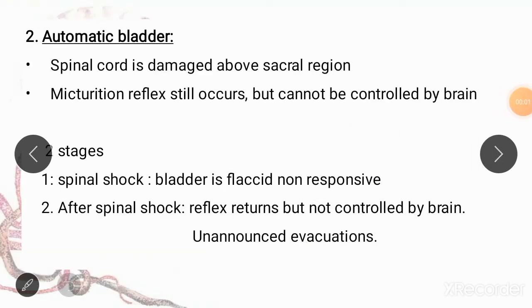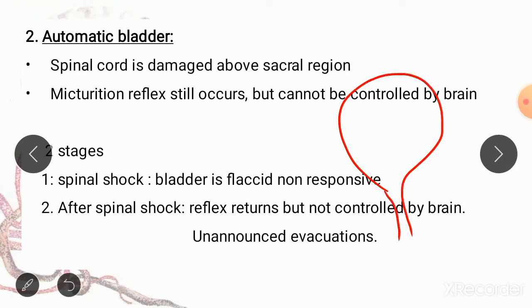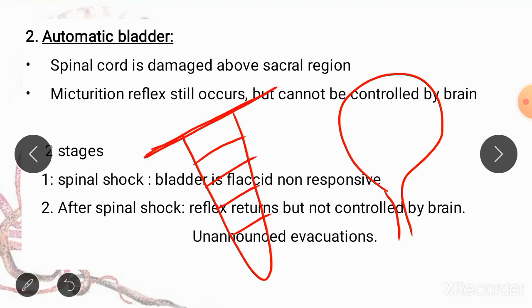So next we have the automatic bladder. In the automatic bladder, the spinal cord is injured above the levels of S2 and S3. Your S2, S3 segments are spared. ठीक है, ये जो S2 और S3 हैं ये बिल्कुल ठीक हैं, लेकिन इसके ऊपर जो है वो स्पाइनल कॉर्ड वो इंजर हो चुकी है.